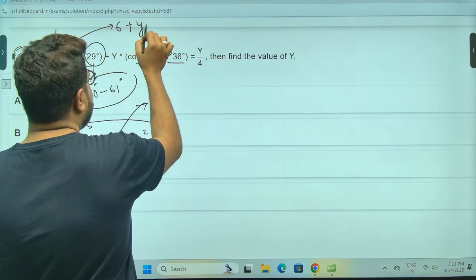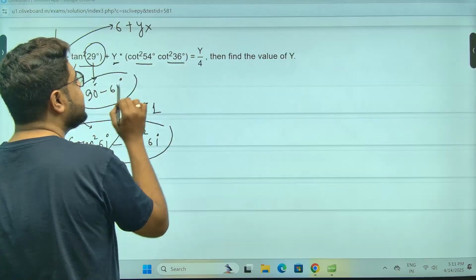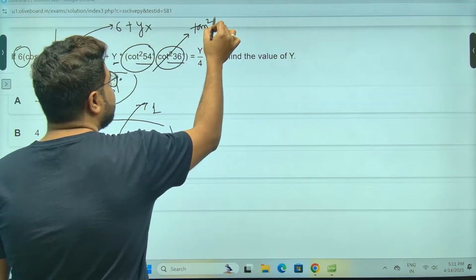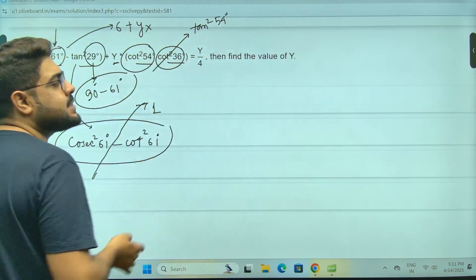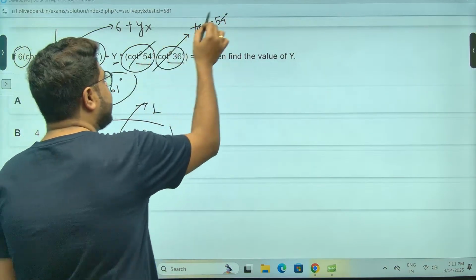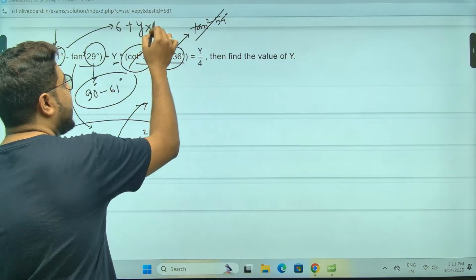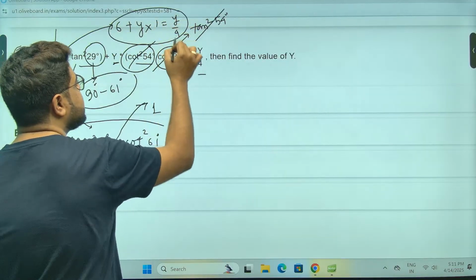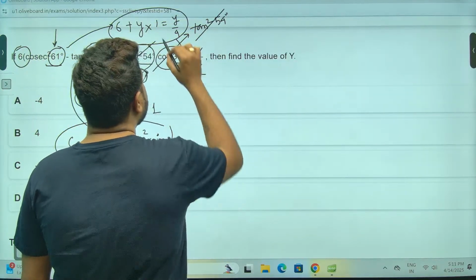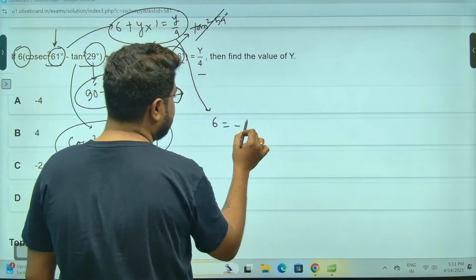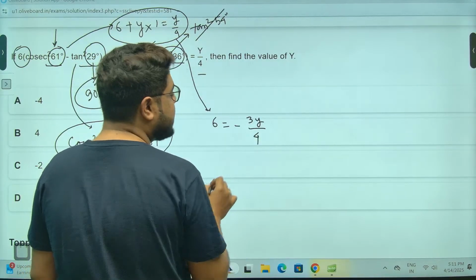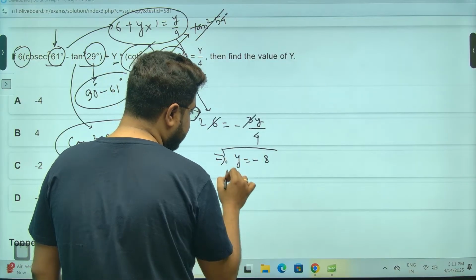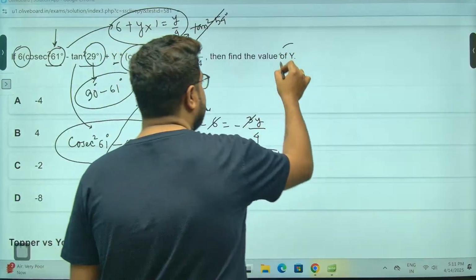Plus y into this is how much? Cot square 36 I can write as tan square 54, because 54 and 36 are complementary angles, and cot into tan cancels each other. So this is also 1. So y into 1 is equal to y, divided by 4 given. So this is your equation. 6 is equal to, if I keep y to that side, minus 3y by 4. Y minus y by 4, so this is 2. Y is equal to minus 8. The value of y is equal to minus 8. That will be my answer.